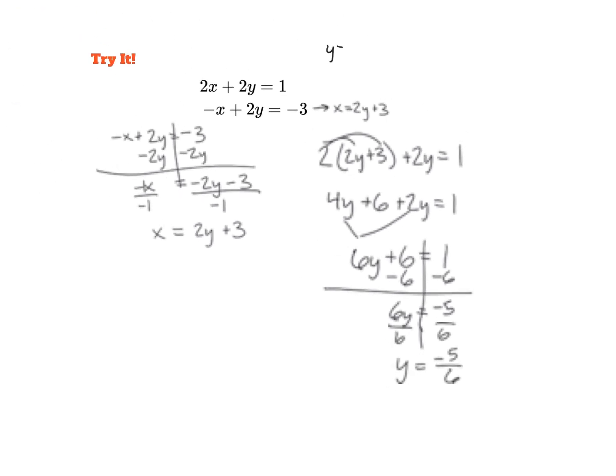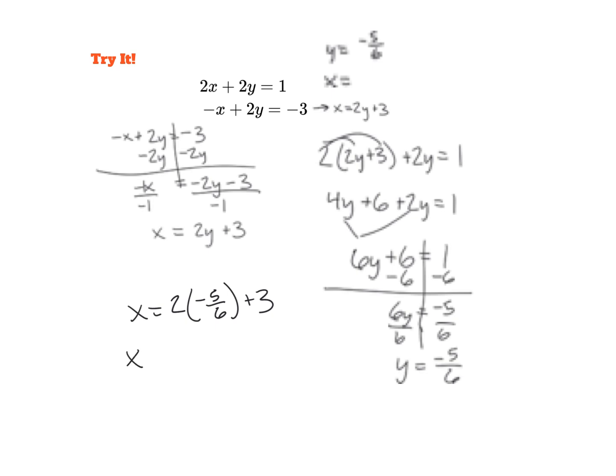So I have what my y value needs to be equal to here. There's my x value there. I'm going to plug in negative 5/6 back into my equation I solved for. Can I do it into any one of them? Sure thing. Okay, x is now going to be equal to 2 times negative 5 over 6 plus 3.